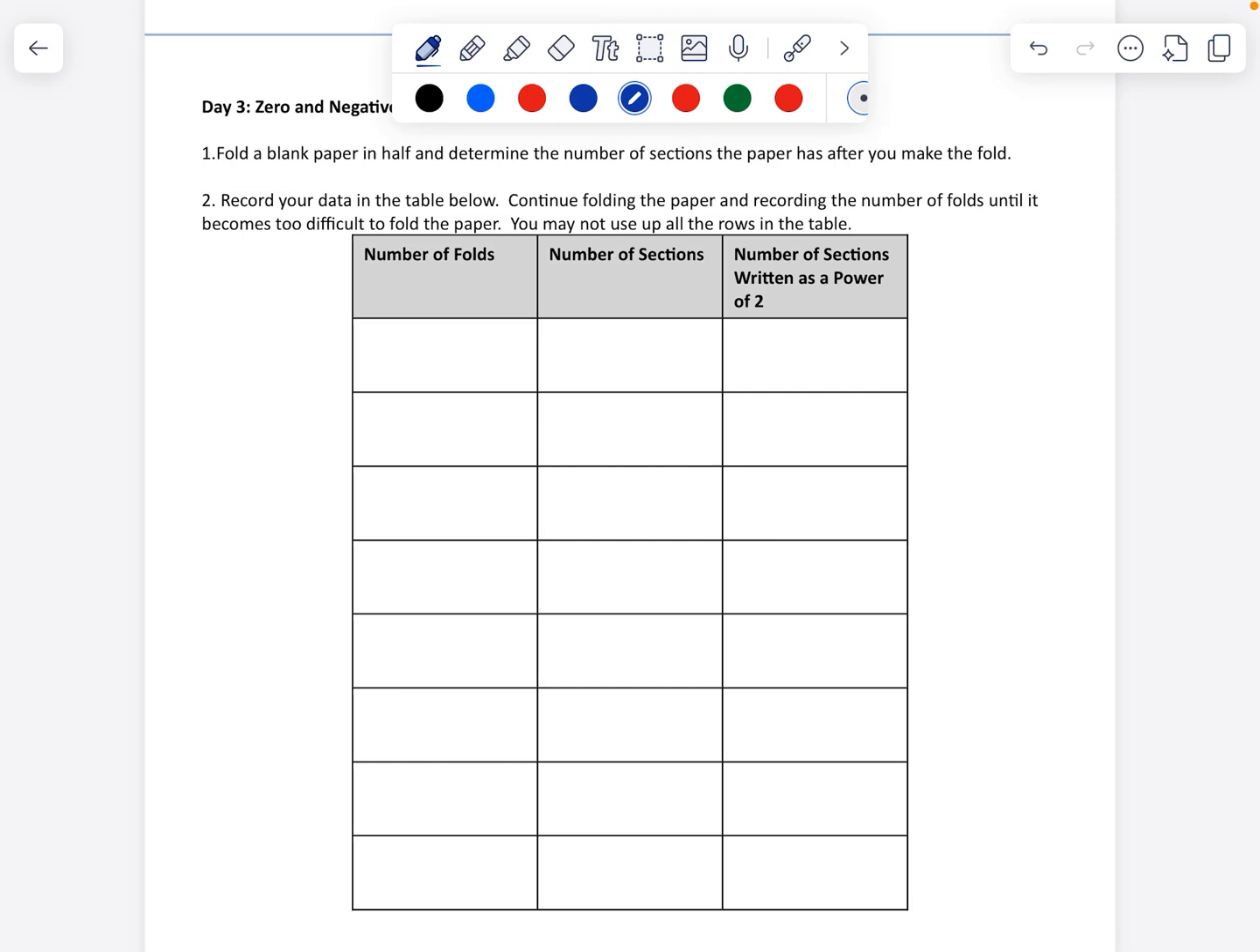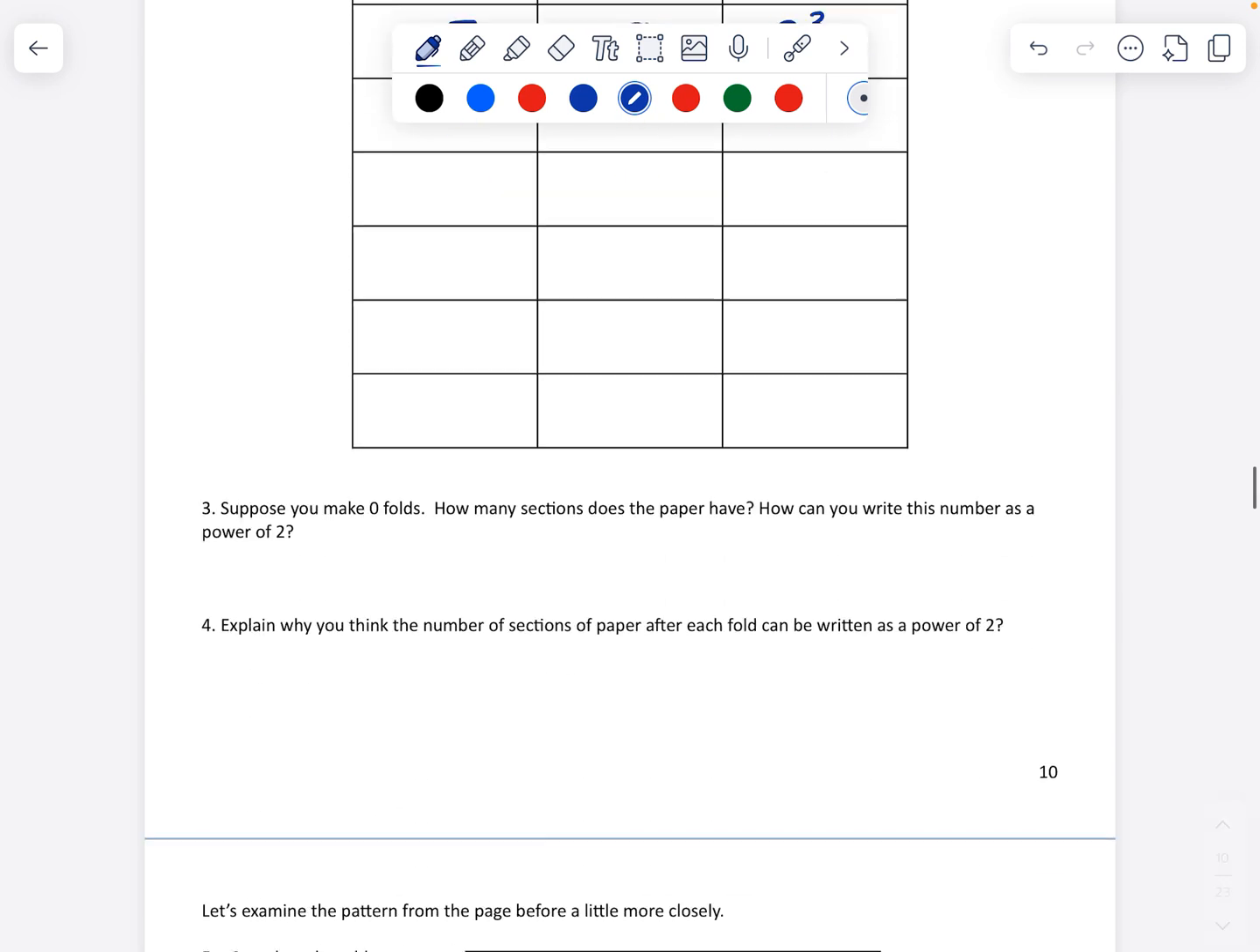Fold a paper in half and determine how many sections you made. So if I fold it in half, there's 2 sections. So that's 2 to the first. If I fold that in half again, there's 4 sections. 3, there would be 8. And you could keep going till you can't fold anymore.